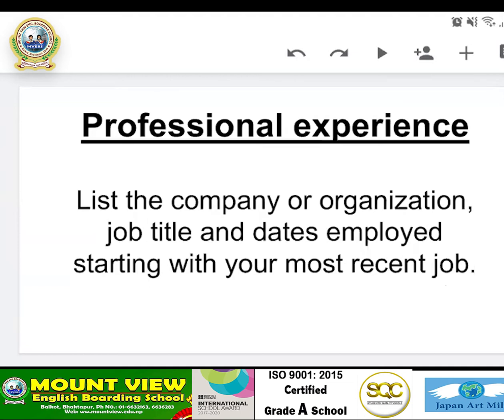The next is professional experience. Professional experience means if you have done a job somewhere, in any company, in any organization, then you have to mention that with your job title. What does job title mean? For an easy example, in a bank there is a cashier, manager, then loan manager. There are different categories there. That is a job title, the title in which you worked. Suppose assistant, then cashier, manager, whichever one, you have to mention that.